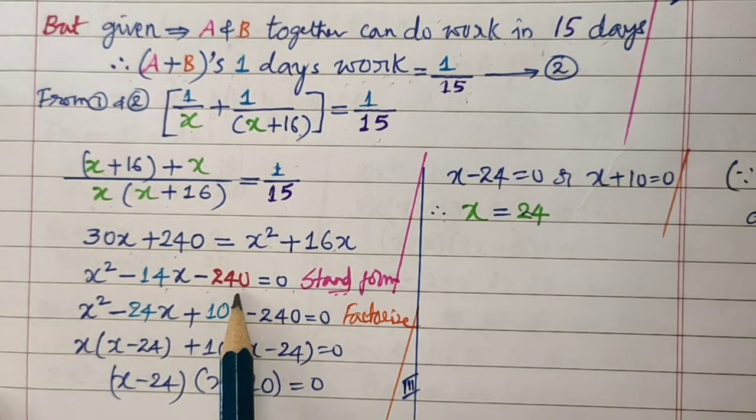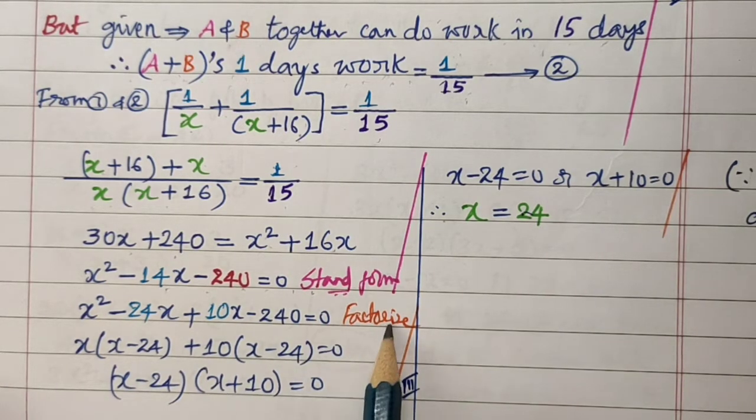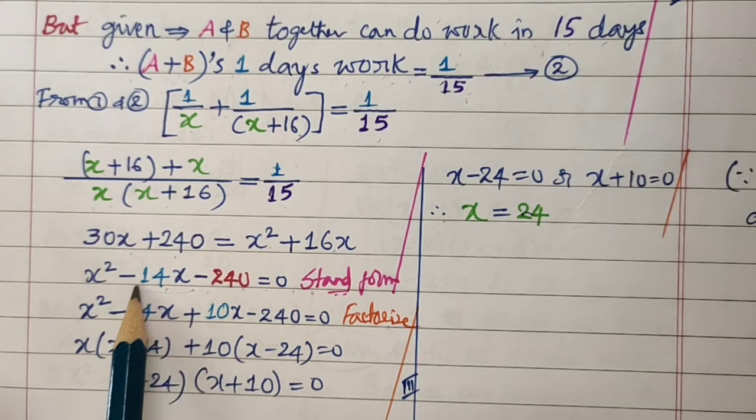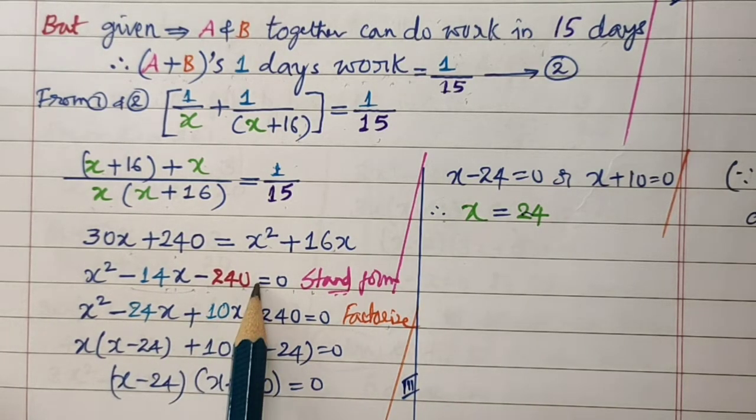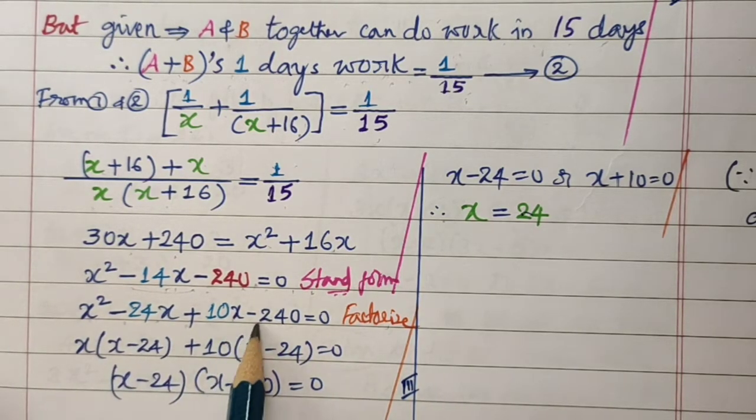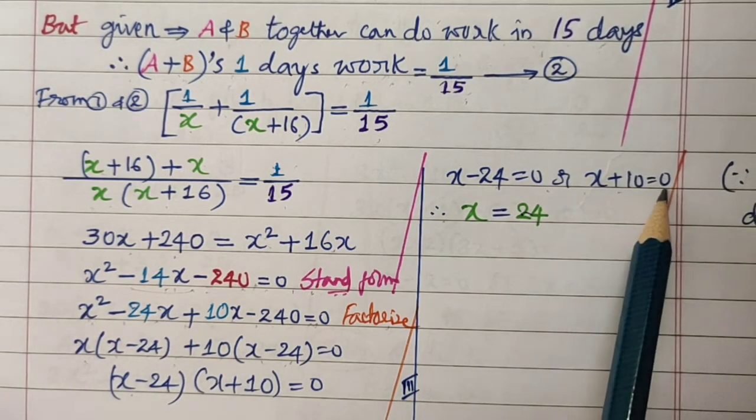This is in the standard form of a quadratic equation. Once you reach the quadratic equation, then factorize. x square, split the 14x in such a way that when you add you get minus 14, when you multiply you should get minus 240. x square minus 24x plus 10x minus 240 is equal to 0. Take out x as common, x minus 24, plus 10 is common, x minus 24 is equal to 0. x minus 24 common here and left out is x plus 10 is equal to 0. x minus 24 is equal to 0 or x plus 10 is equal to 0.